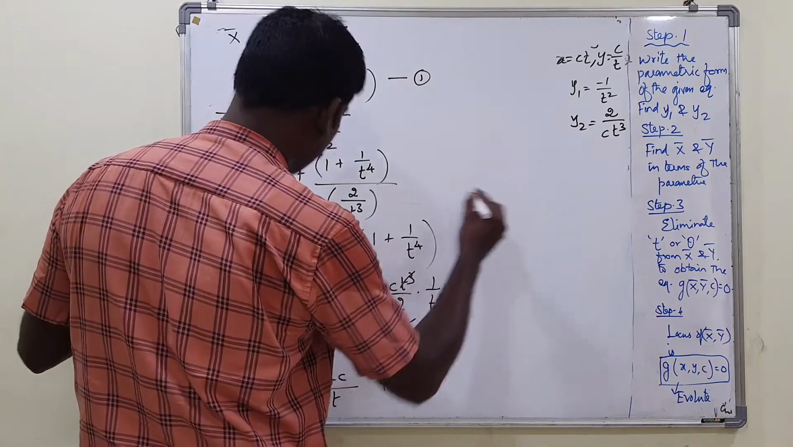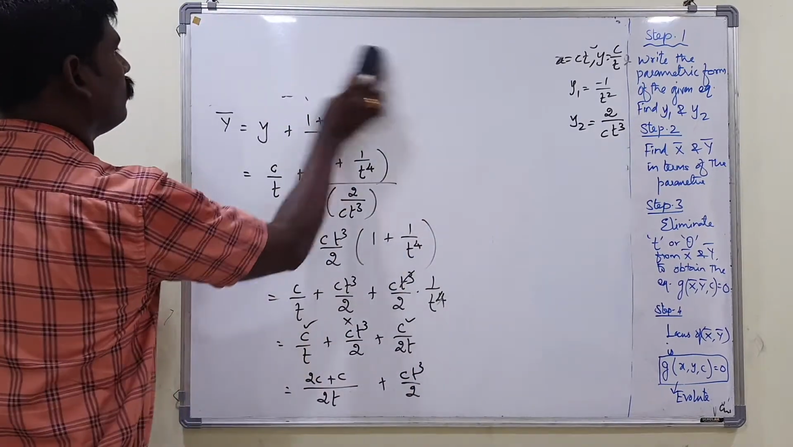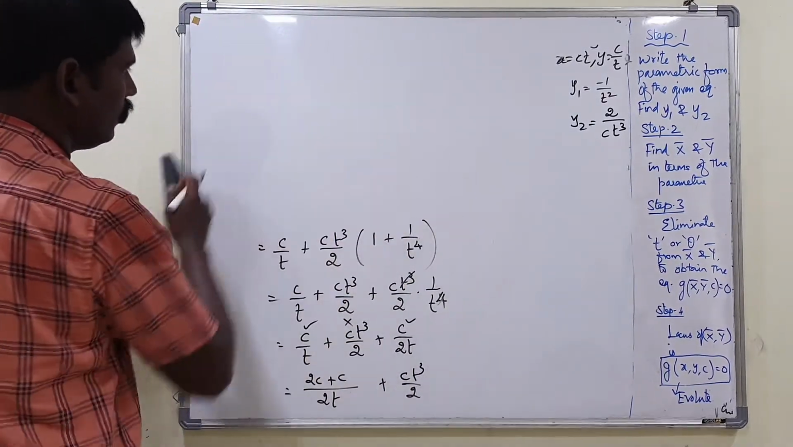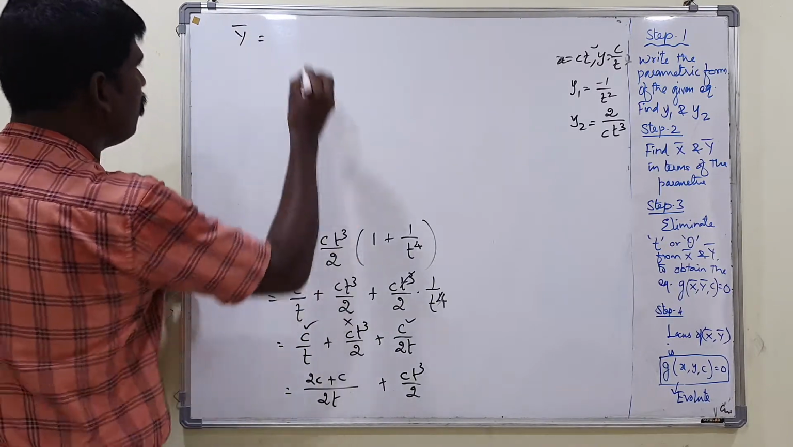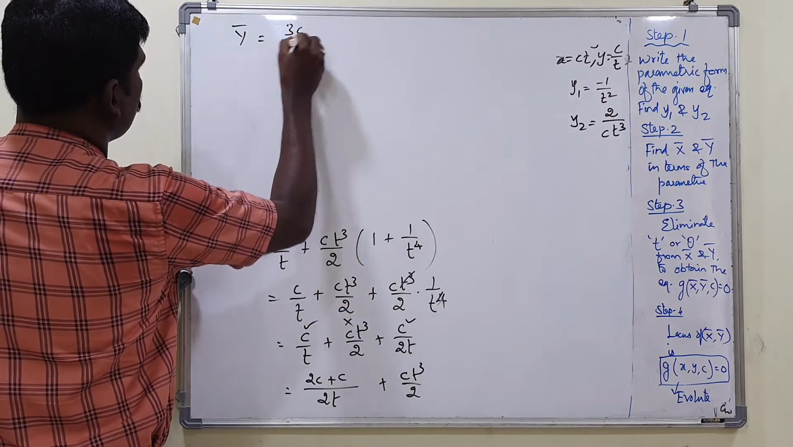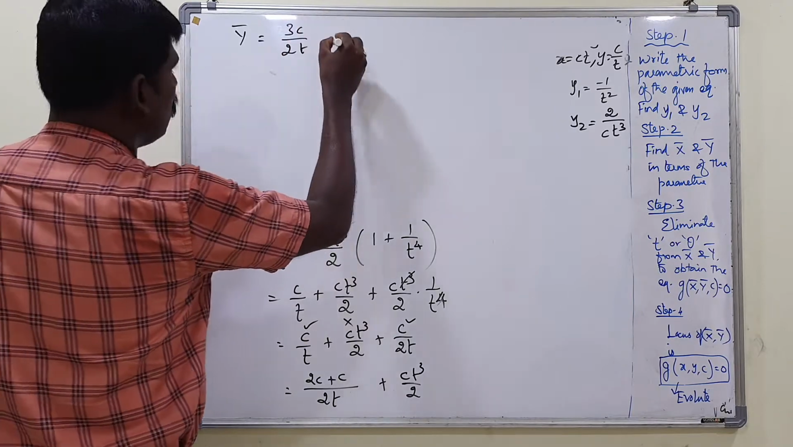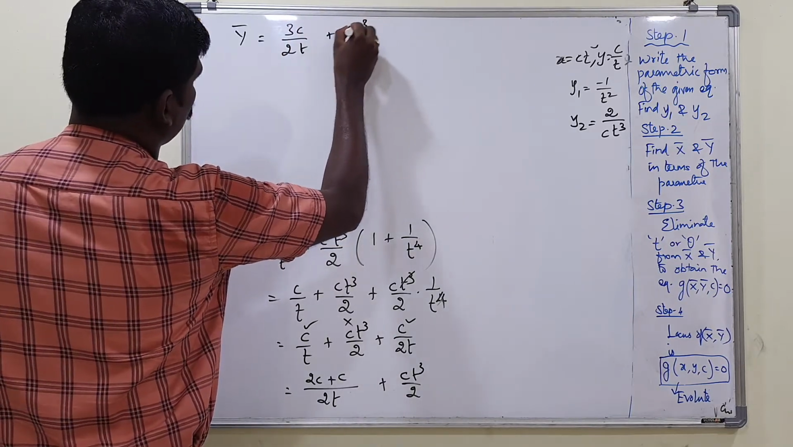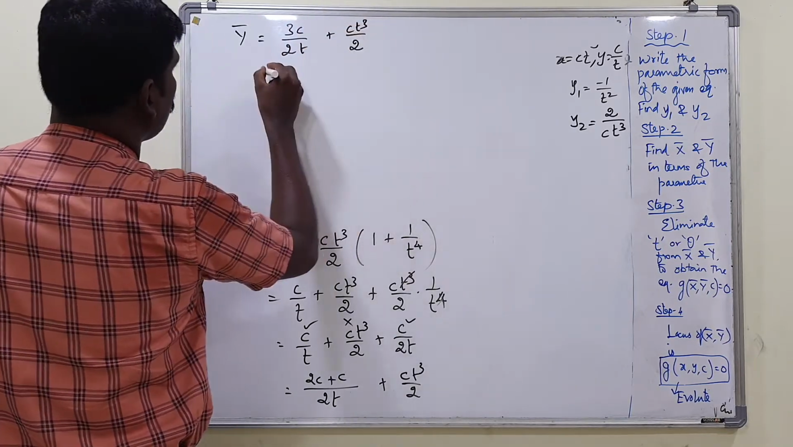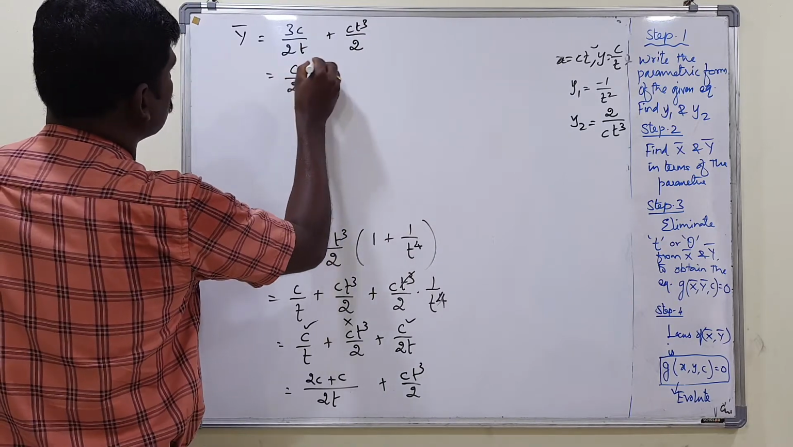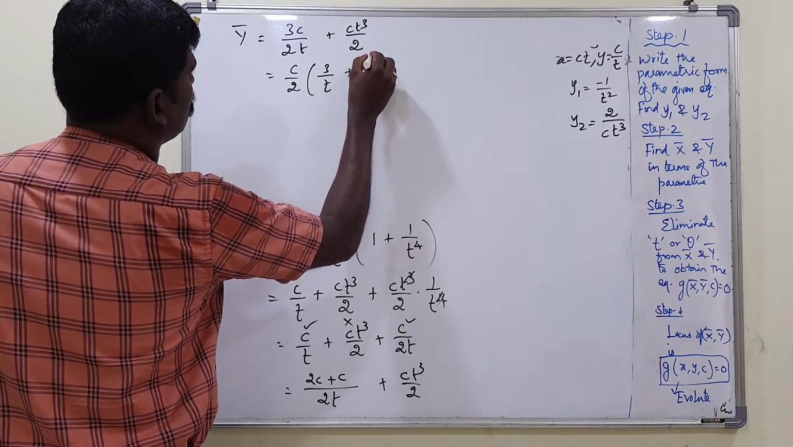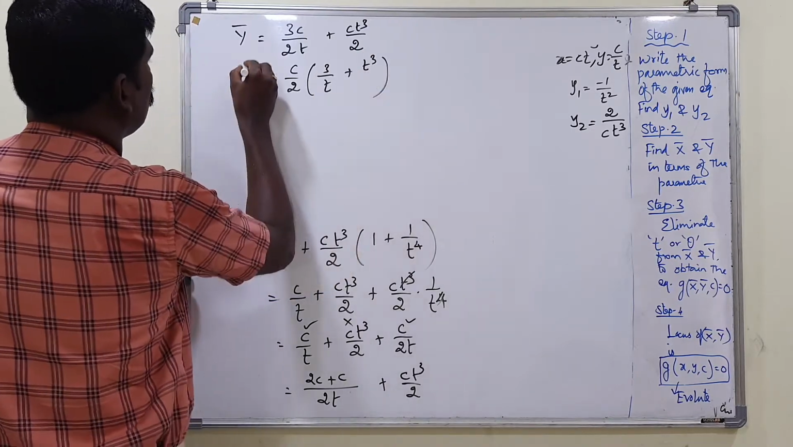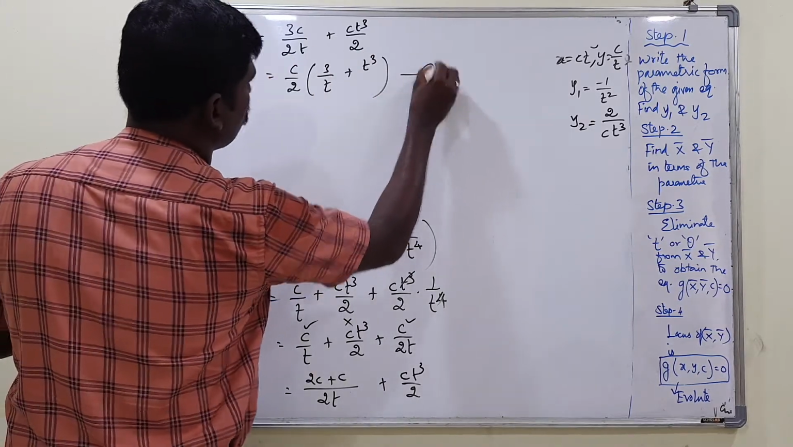What is that value? So y bar is equal to 3c by 2t plus ct cube by 2. Here also I can take c by 2 as common. So 3 by t plus t cube is the value of y bar. I call this equation number 2.